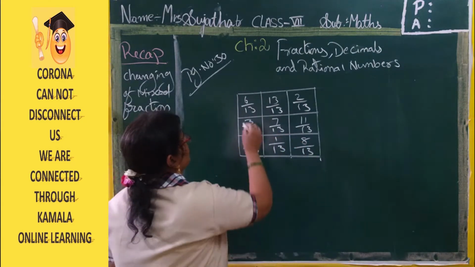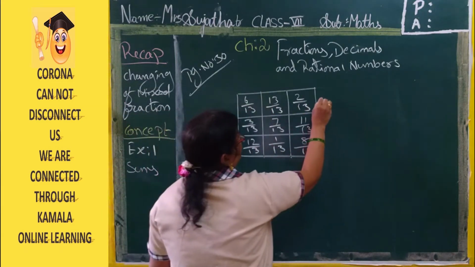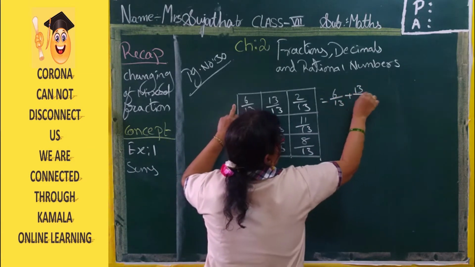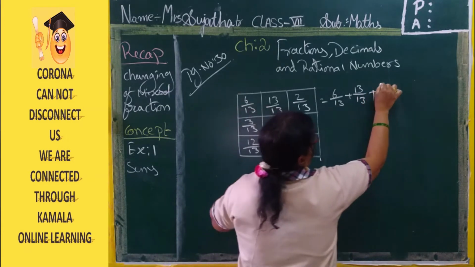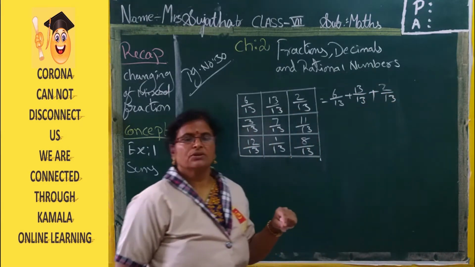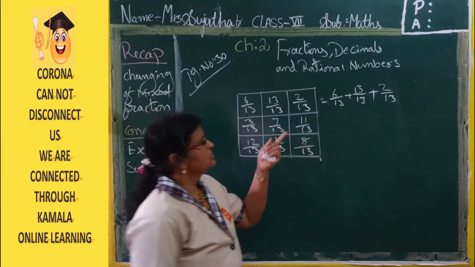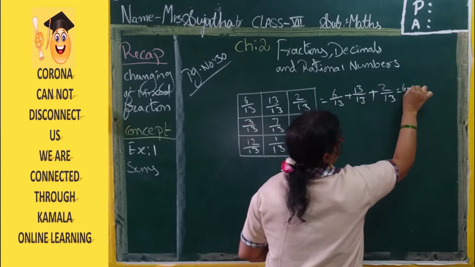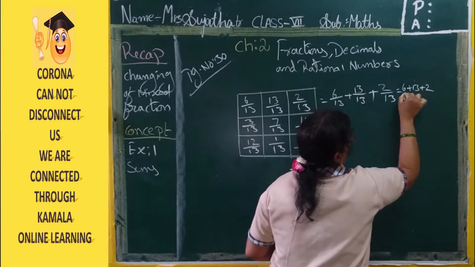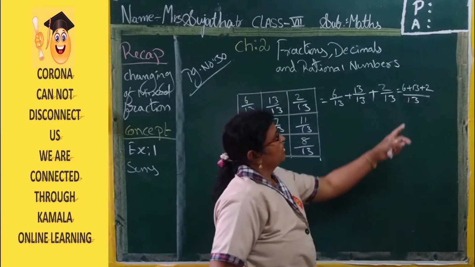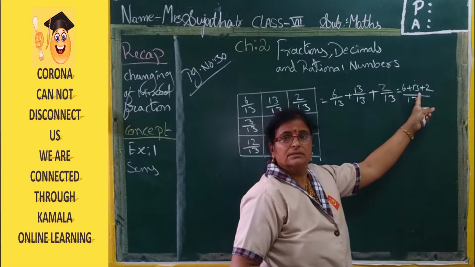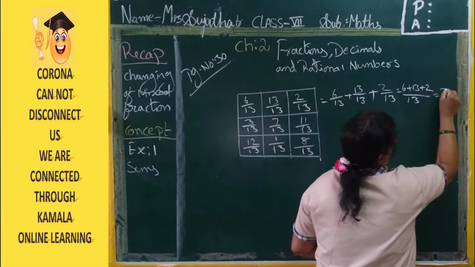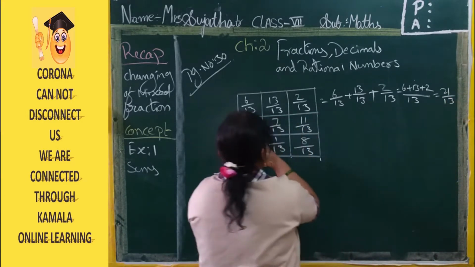Okay, we'll see it. Now add this first row. What are you getting here? 6 by 13 plus 13 by 13 plus 2 by 13. Then what answer are you getting? All the denominators are the same, so you can add it. Then what will you get? 6 plus 13 plus 2 by 13. So what are you getting? 6 plus 13, 19. 19 plus 2, 21. 21 by 13.